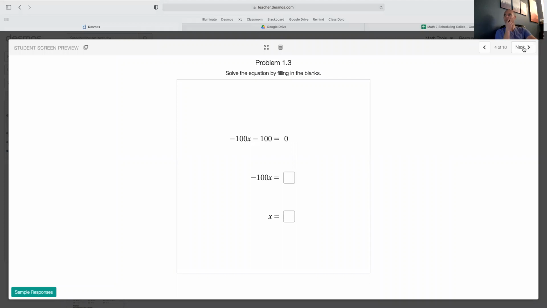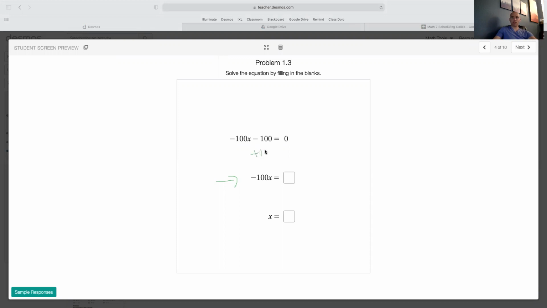Next. Okay, this one says negative 100 times my unknown number, x, minus 100 equals 0. Okay. Well, I noticed that in the second row here, the minus 100 part is gone, right? So the only way somebody could have got rid of that is by doing the opposite operation. So they must have added 100.